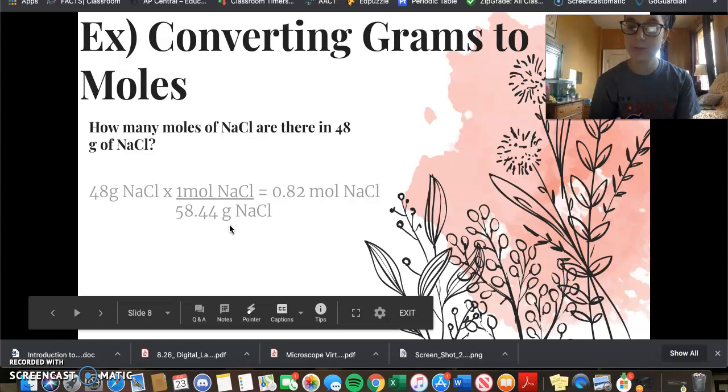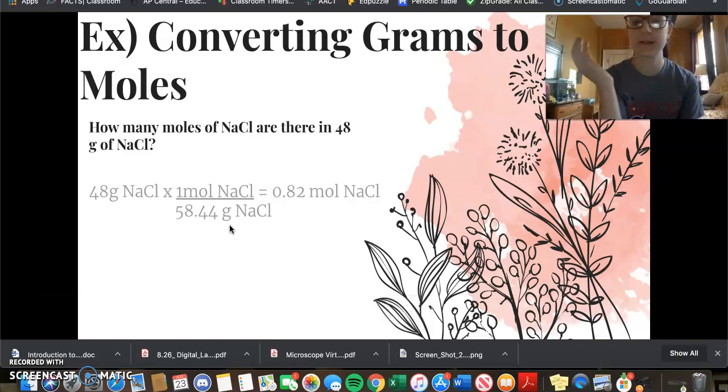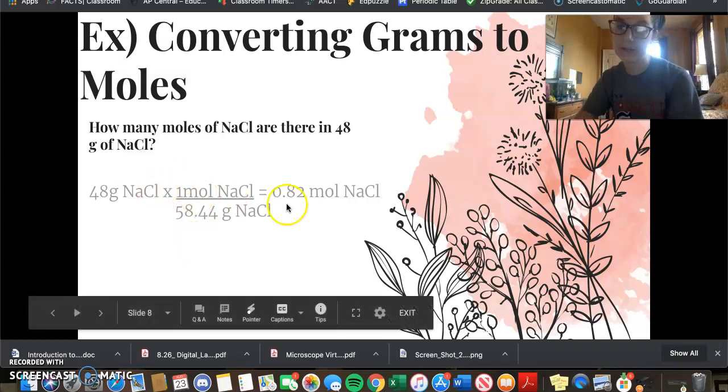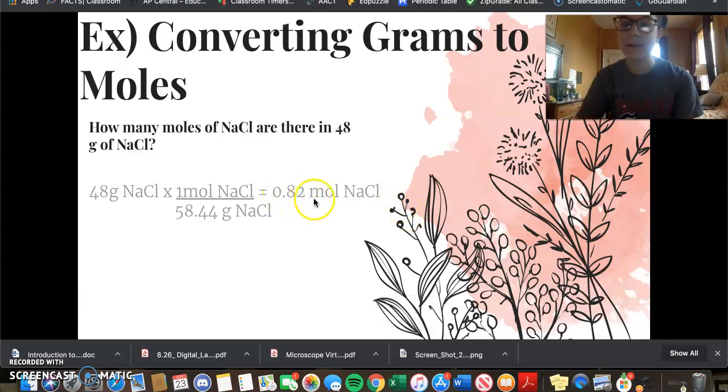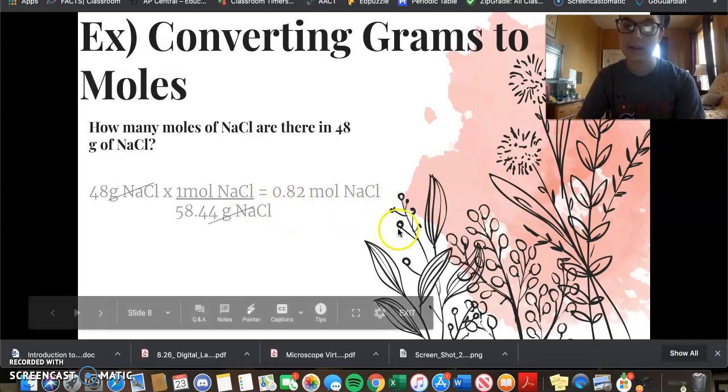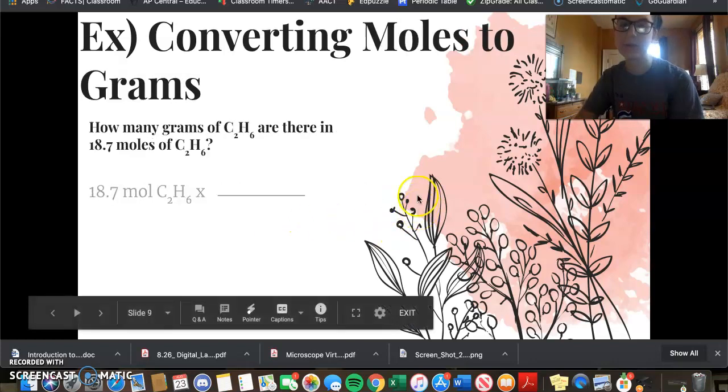So we take 48 grams times 1 divided by 58.44 grams, which I get using the periodic table, 1 sodium ion plus 1 chloride ion. Those weights, the formula mass, would be 58.44. And we get 0.82 moles of sodium chloride.